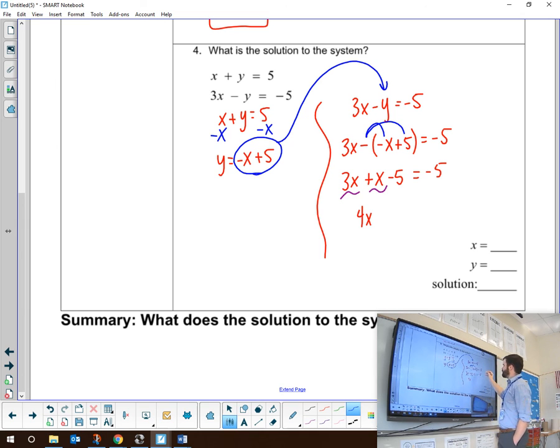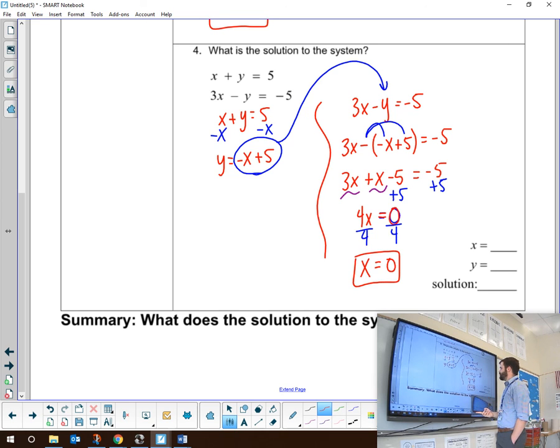But then I want to bring this 5 over to the other side. So we're going to add 5 to this side, add 5 to this side, and we're going to get 4x equals 0. So 4x equals 0. Then I'm going to solve for x. To do that, divide both sides by 4. So x is going to be equal to 0. And just 0, nothing else. So x equals 0. And it's okay to have 0 as an answer.